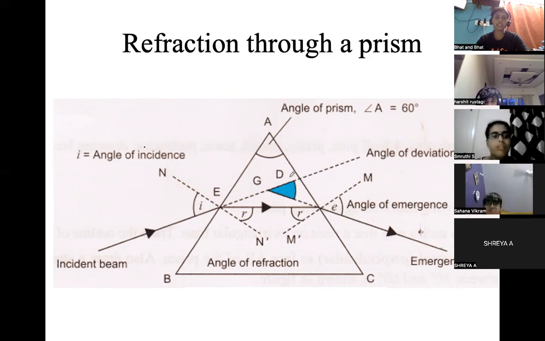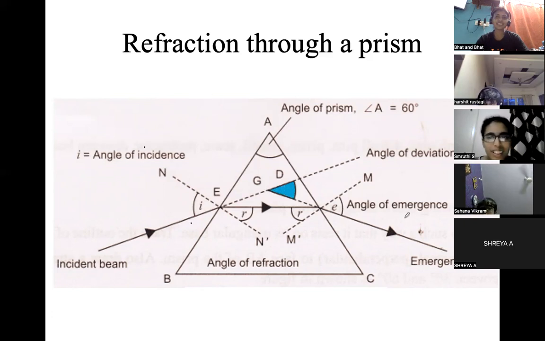So let us understand the refraction in a prism. Sahana, you remember all these things I had already taught? Yeah, ma'am, I remember. All these three people have forgotten, so I'm teaching again. Ma'am, these three have forgotten.